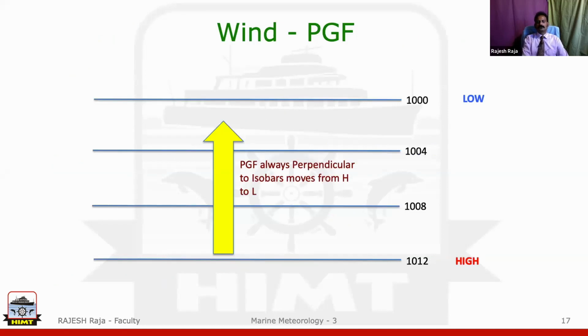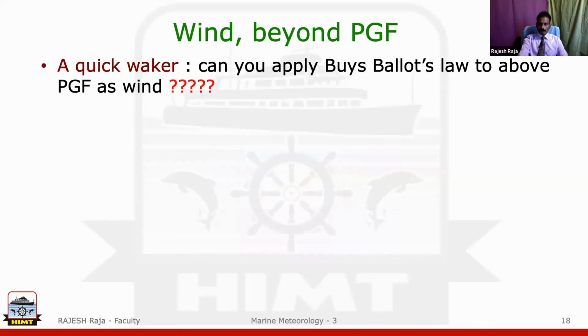Simple picture which can depict one of the forces only. So I have drawn plain, straight, parallel isobars to make it easy. I'm showing you PGF in yellow color, which is directly going from high to low, perpendicular. Please remember, it's perpendicular. Now, can you apply Buys-Ballot's law in this PGF as wind?